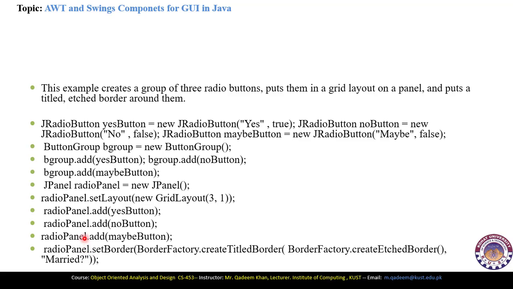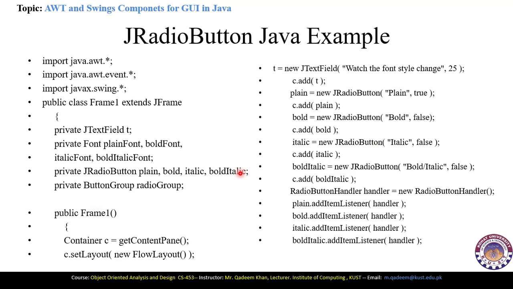And the border of this radio panel is the etched border. So that is the set border function, BorderFactory dot create titled border, and BorderFactory dot create etched border. So the etched border has in fact been added, and the title of this border is married. So you may be married or you may not be married, and sometimes you may be maybe or maybe not married. Okay. So this is the example of the JRadioButtons.